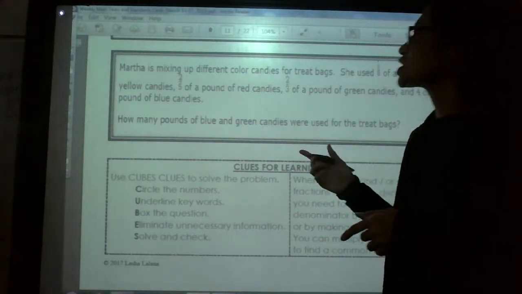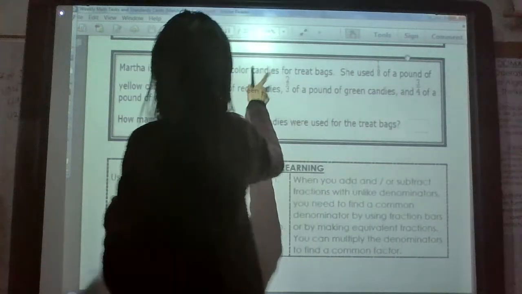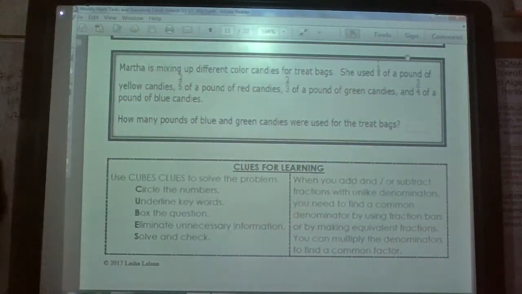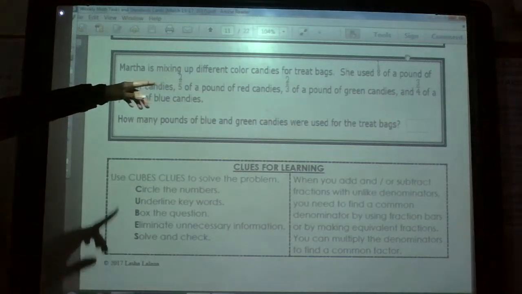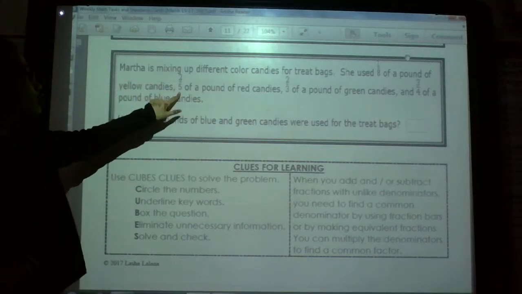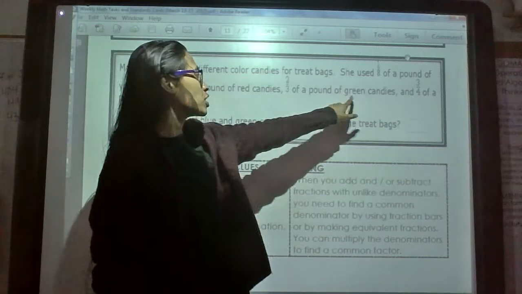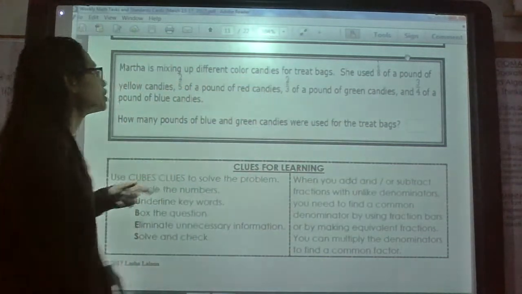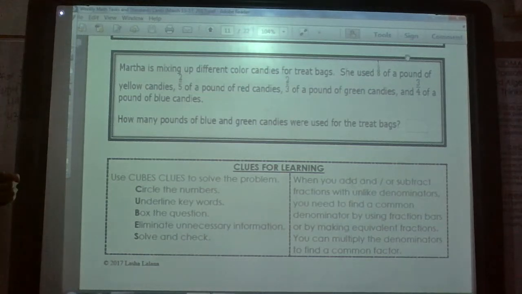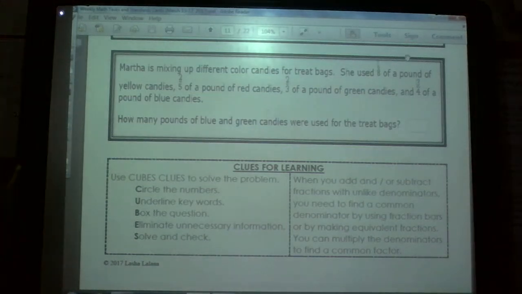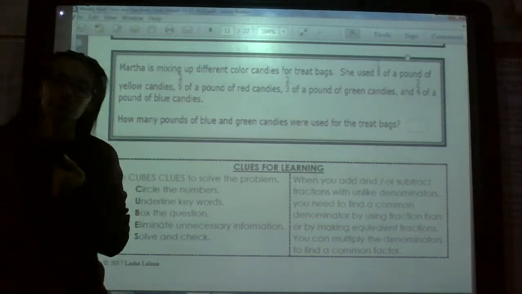This task, it says, Martha is mixing up different color candies for treat bags. She used 1/8 of a pound of yellow candies, 2/5 of a pound of red candies, 2/3 of a pound of green candies, and 3/4 of a pound of blue candies. How many pounds of blue and green candies were used for the treat bags?